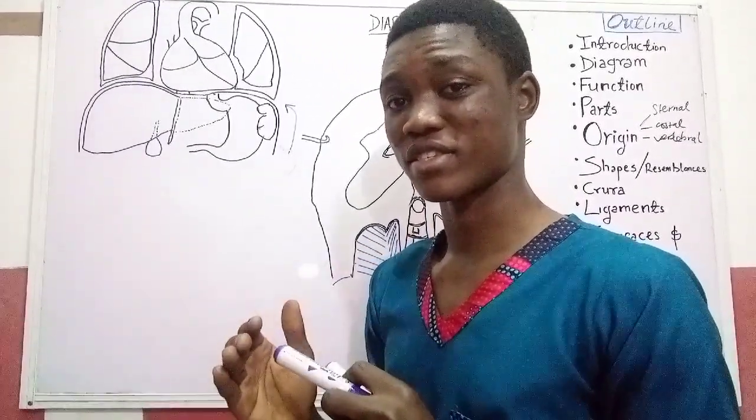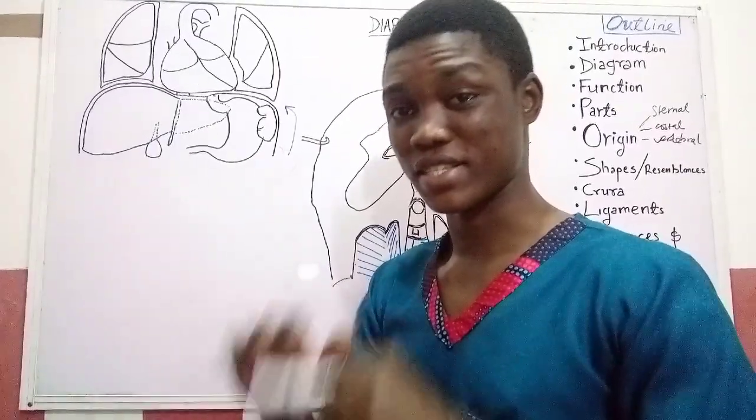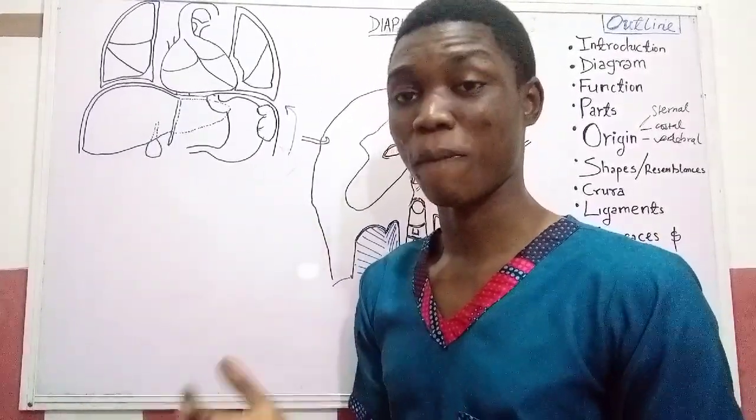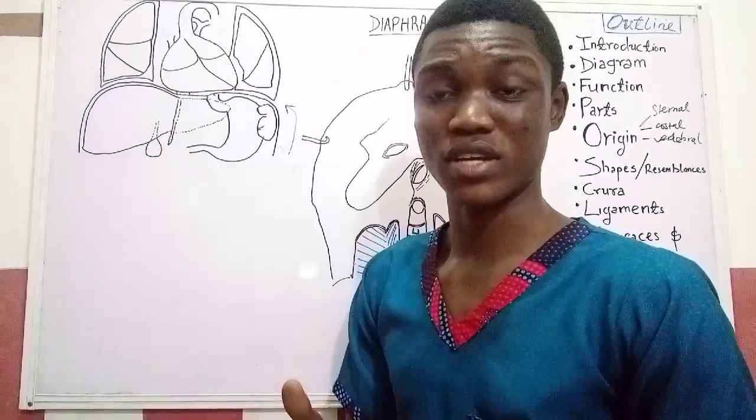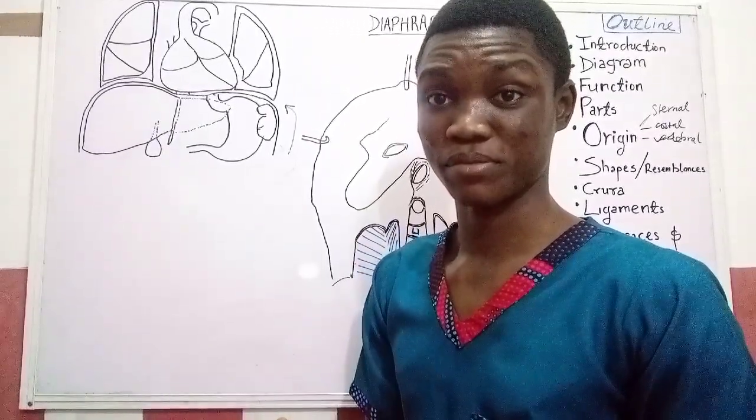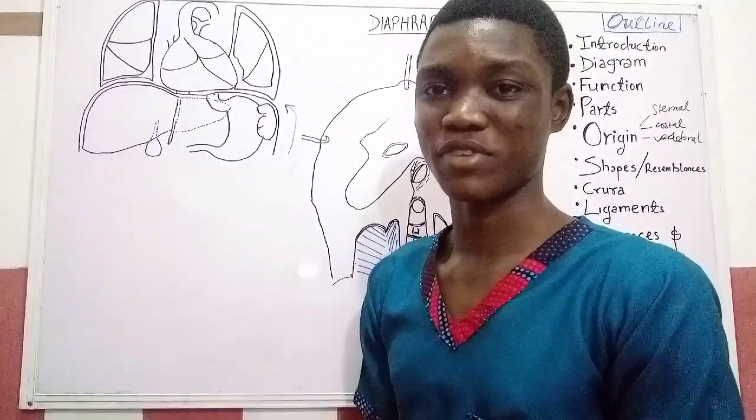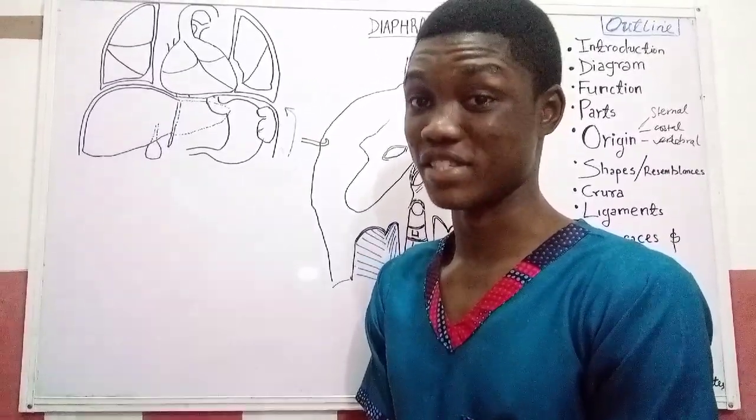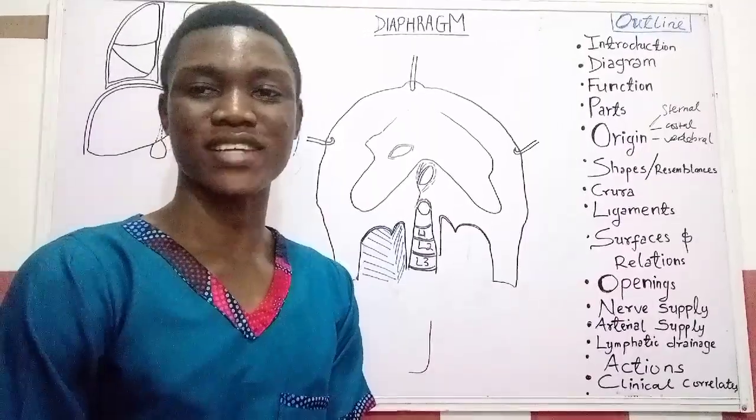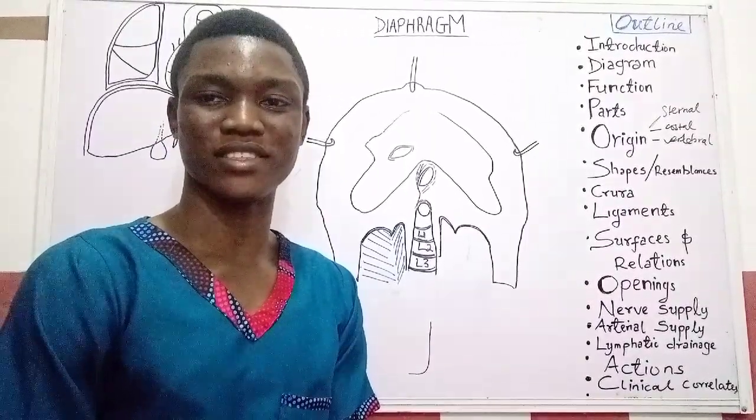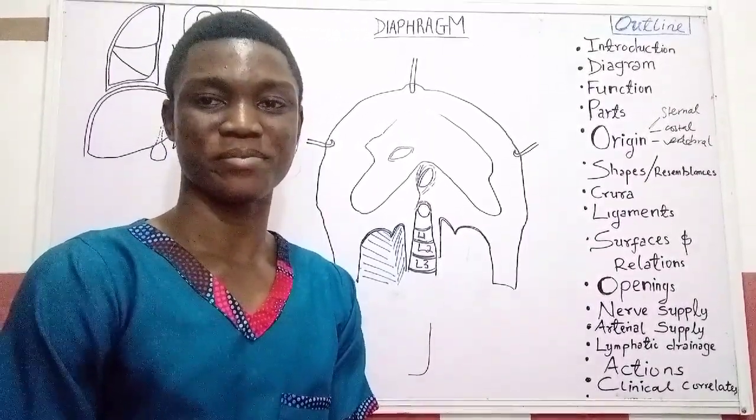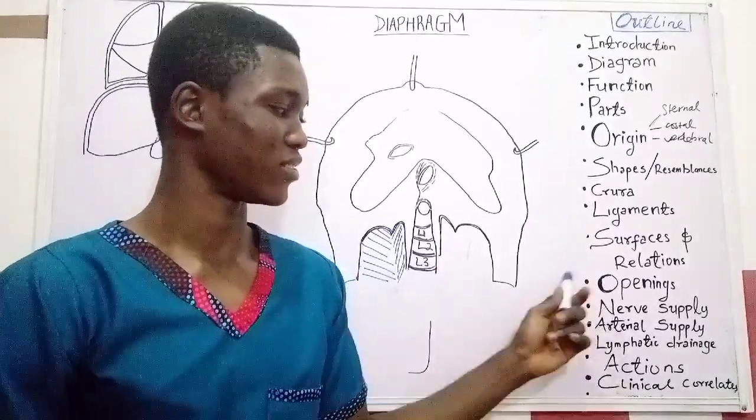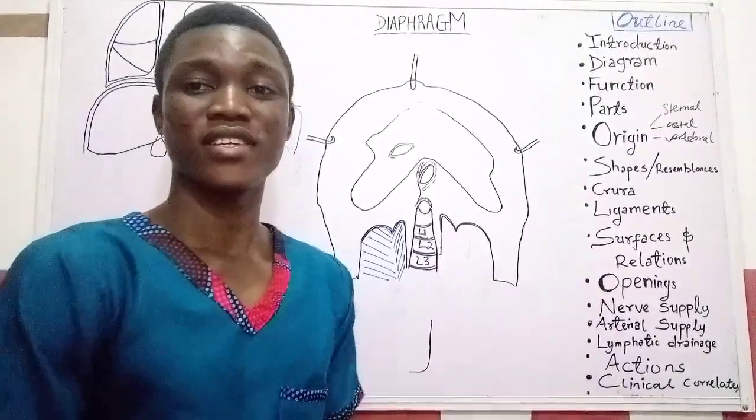The superior surface of the diaphragm is lined by a fascia known as the endothoracic fascia, whereas the inferior surface of the diaphragm is lined by the diaphragmatic fascia. So next we will be talking about the openings in the diaphragm. Okay, that brings us to this point.